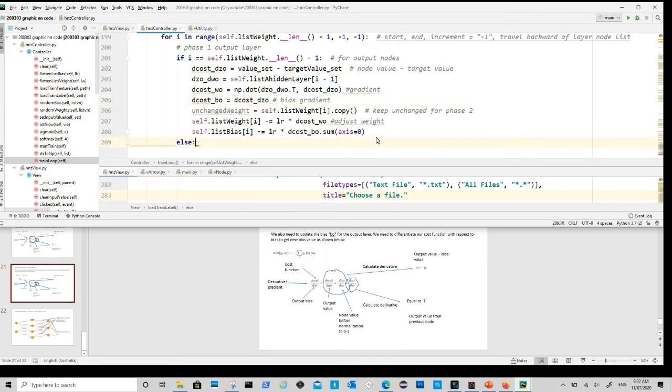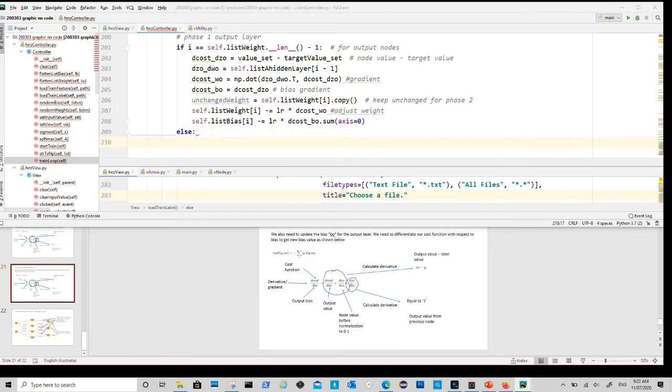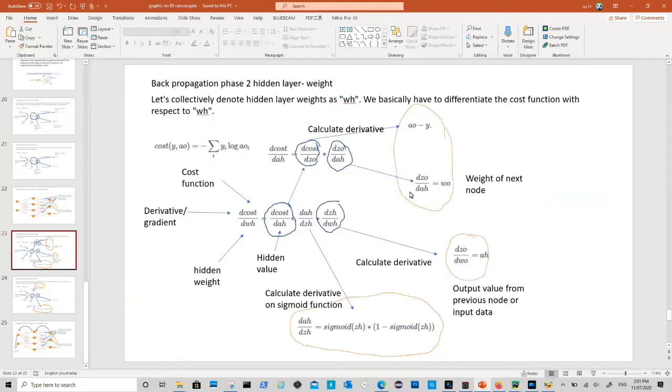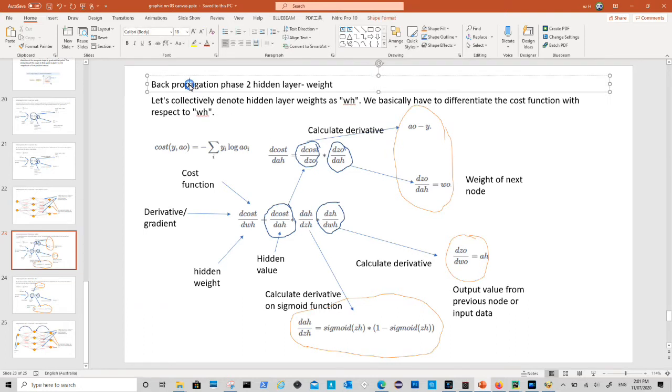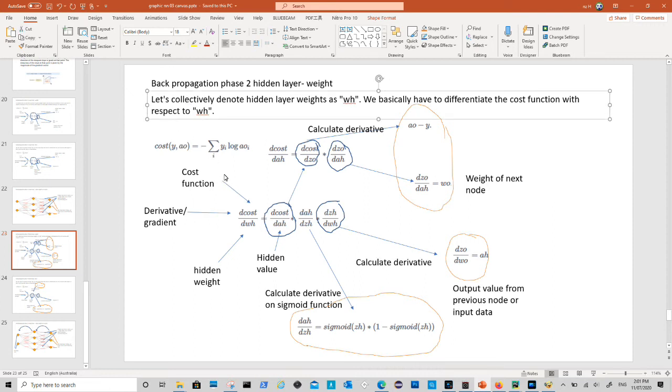Now we can look into phase 2 of propagation within the else statement. Now we are into phase 2, backpropagation for hidden layers. Similar to phase 1, we need to calculate the deviation for d cost versus d weight hidden. The formula is similar, and we can break it into several parts.